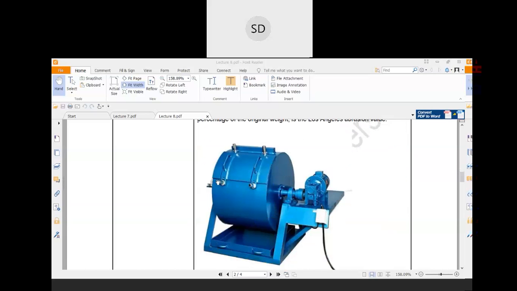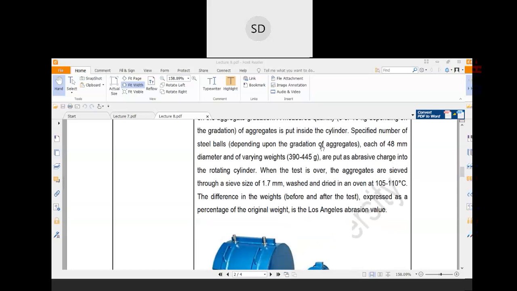So you put your aggregate through this hole, and after that it will start revolving. A specified number of steel balls, also depending on the gradation of the aggregate, each of 48 mm diameter and varying weight of 390 to 445 grams, are put in as abrasive charges into the rotating cylinder.